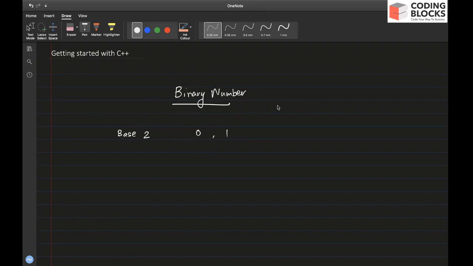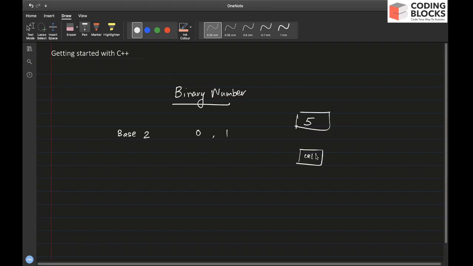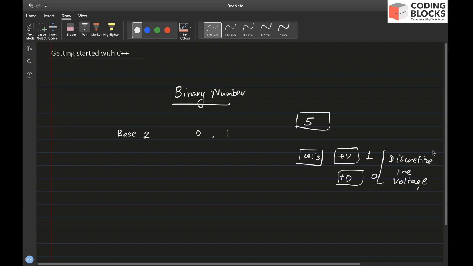The reason is very simple: whatever data you store, you cannot create a 5 inside the memory of a computer. You have small cells, and those cells can store a certain charge. Let's say a cell stores some charge of V volts, then we say it is 1. If that charge is 0, or less than V volts, or minus V volts, we say this is 0. So we discretize the voltage levels. If the voltage is beyond a certain threshold, we say it is 1. If the voltage is less than the threshold, we say it is 0.